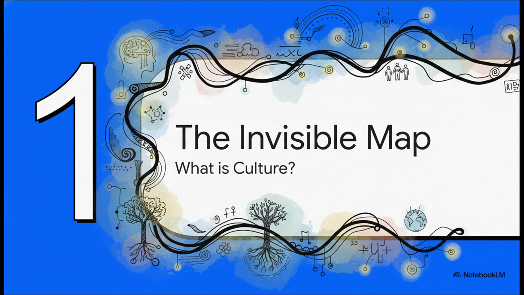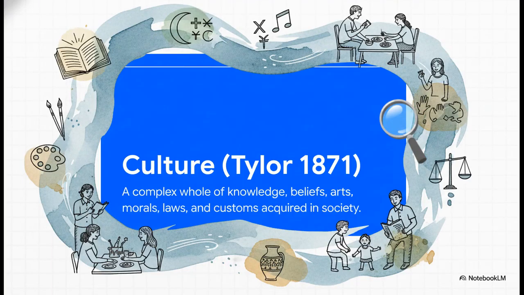All right, moving to section 1, the invisible map, what is culture? Let's officially define this thing. It's actually fascinating to look back at how the early British anthropologist Edward Tylor defined culture way back in 1871. He called it that complex whole which includes knowledge, belief, art, morals, law, custom, and any other capabilities and habits acquired by man as a member of society.